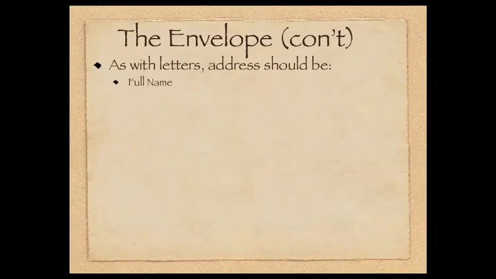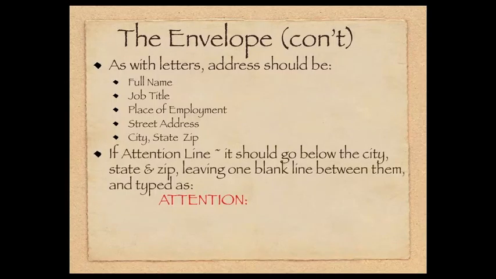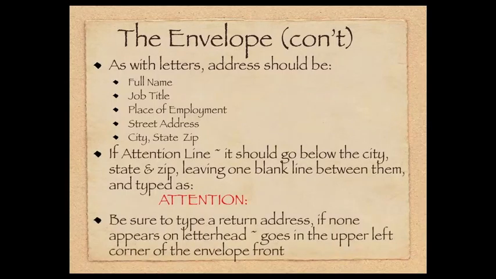Continuing with the envelope, as with letters, the address should be full name, job title, place of employment, street address, city, state, and zip. If there's an attention line, it should go below the city, state, and zip, leaving 1 blank line between them and typed as attention in all caps followed by a colon. Be sure to type a return address if none appears on the letterhead. And this would go in the upper left corner of the envelope front.